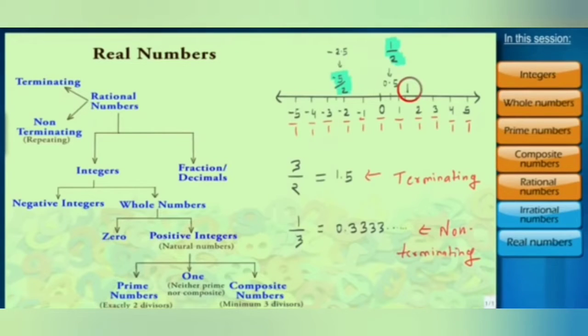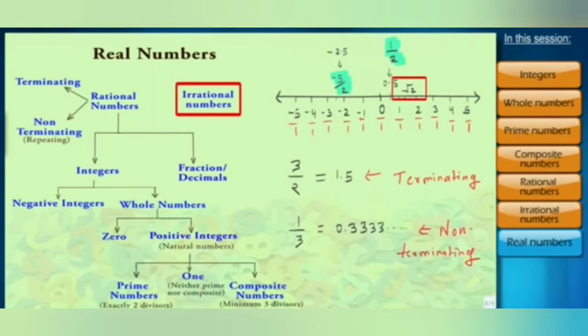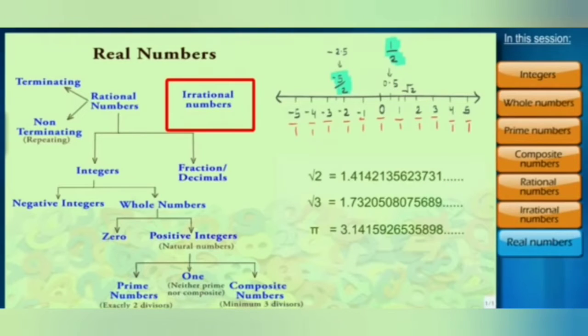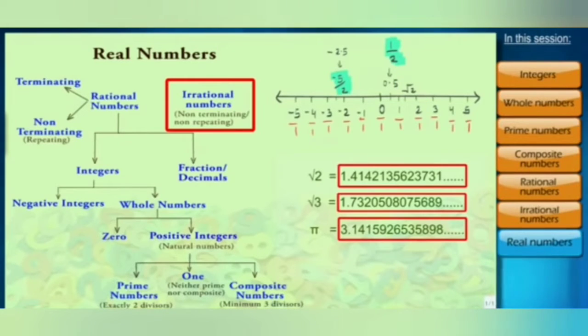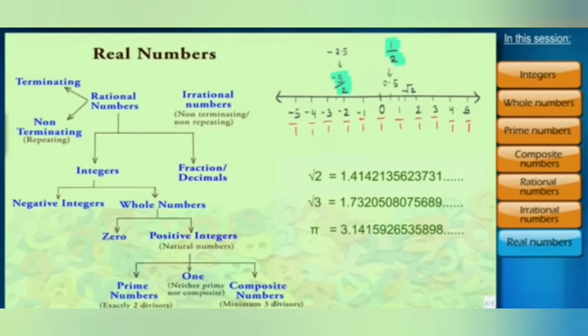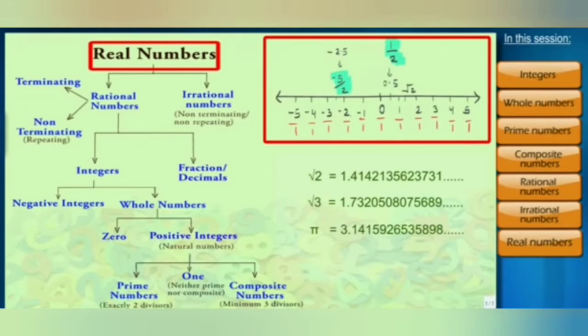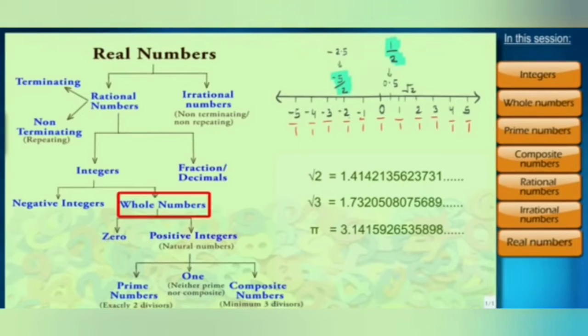Other than these numbers, there are numbers like root 2 between 1 and 2, which have non-terminating and non-repeating decimal expansions, and those are called irrational numbers. For example, root 2, root 3, root 5 and pi are some of the irrational numbers. Now the rational numbers along with the irrational numbers together are called real numbers. Here we revised integers, whole numbers, prime numbers and composite numbers, which all together are called real numbers and can be represented uniquely on the number line.